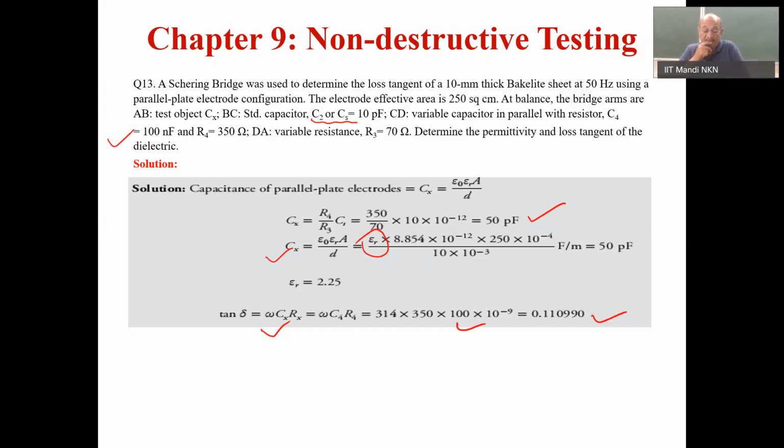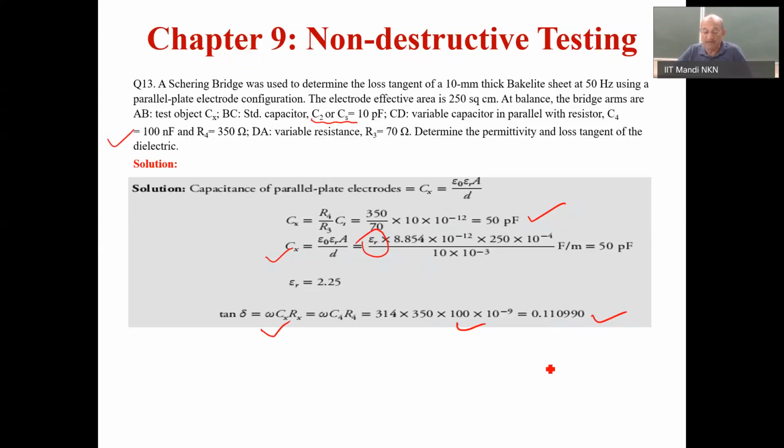That means tan delta works out to be 11 into 10 to the power of minus 2. Yeah, 11. This will be multiplied by 100. So 11 into 10 to the power of minus 2. It's pretty high. Tan delta values are coming out to be pretty high. May not be of very much practical value, or the dielectric is at much loss.